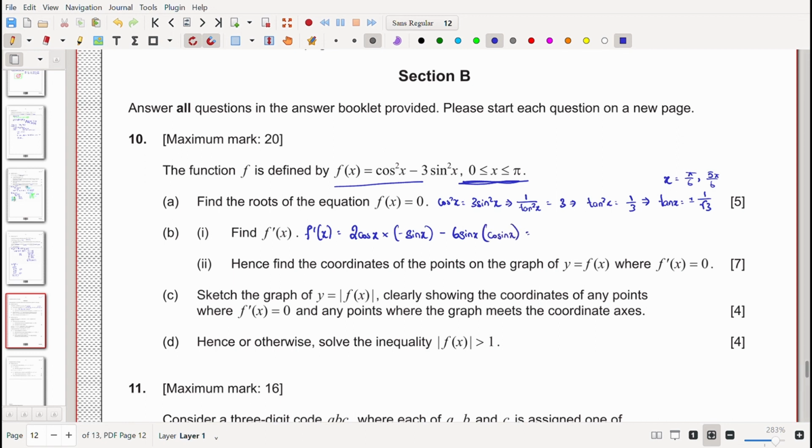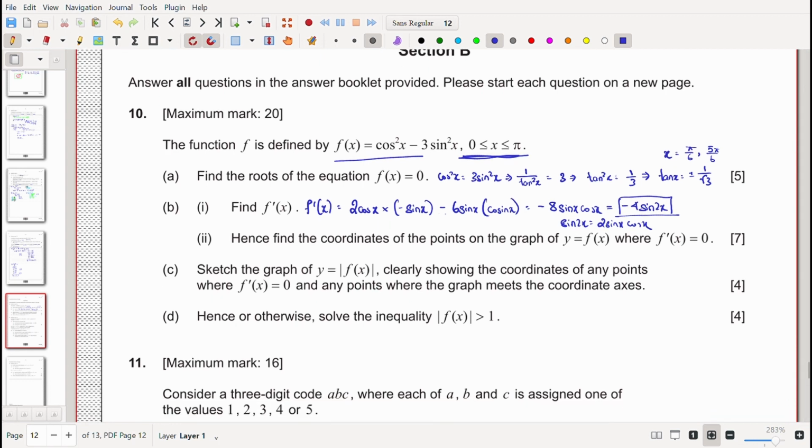Now because both of these are negatives, we can make this minus 8 sine x cos x, and to make it a little less bulky, we can equate that to minus 4 sine 2x, since sine 2x is equal to 2 sine x cos x. So that's our final answer there.